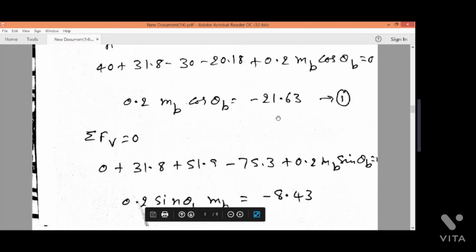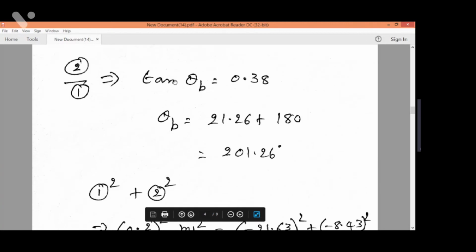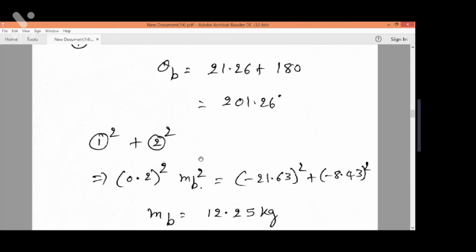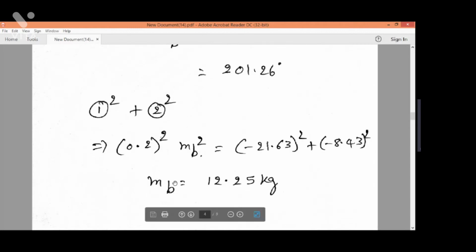The easiest way is to take the ratio of 1 and 2. So if I take 2 divided by 1, this equation divided by this equation, on this side 0.2 gets cancelled out, mb gets cancelled out, and sin theta by cos theta you will get tan theta. So I have taken the ratio of 2 and 1 and I got the value of theta b. Then when I square and add both the equations, I will get mass b here.